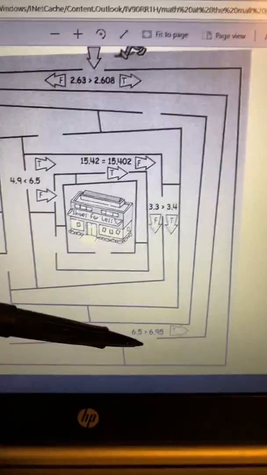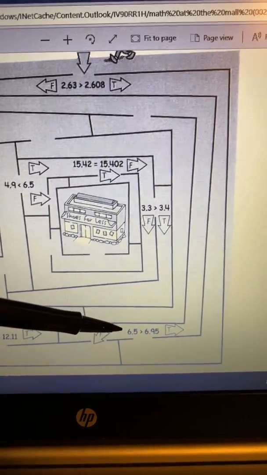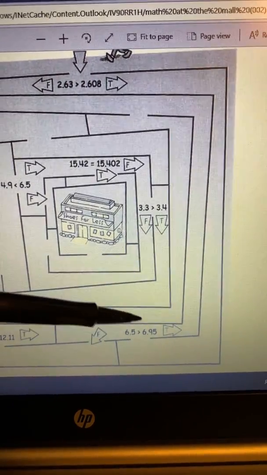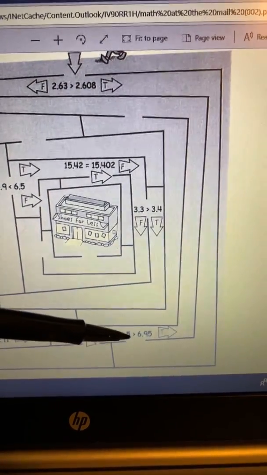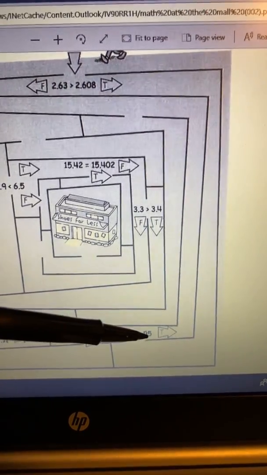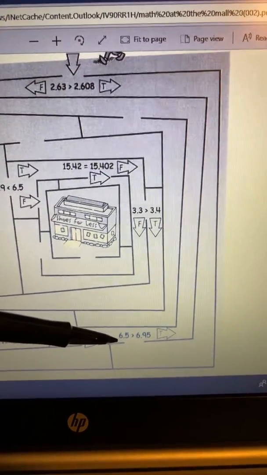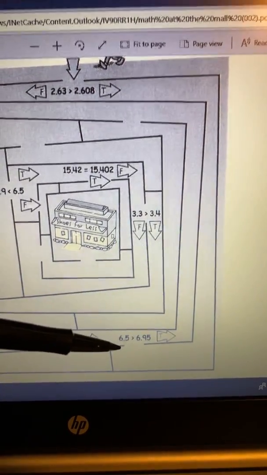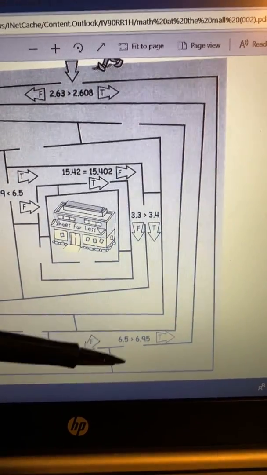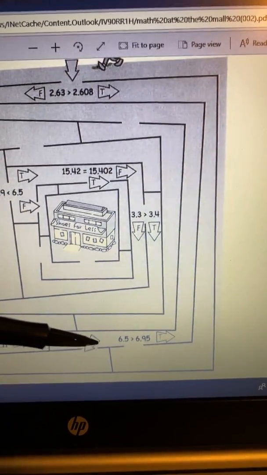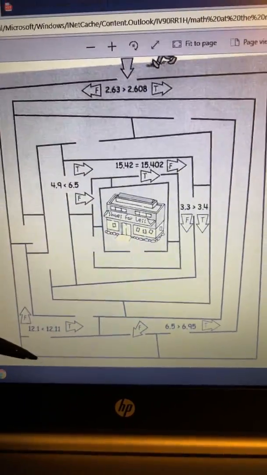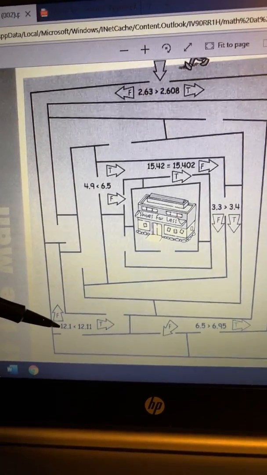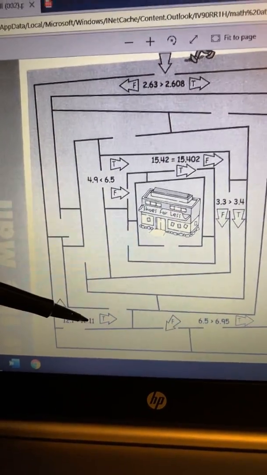down to here, where we have 6.5 is greater than 6.95. Again, our first numbers are the same with the 6, so we move to the other side of the decimal point. We have a 5 and we have a 9. The 9 is bigger than the 5, which would make 6.95 greater than 6.5. That means this statement here is false, which would move us to the left and up to here, where we have 12.1 is less than 12.11.